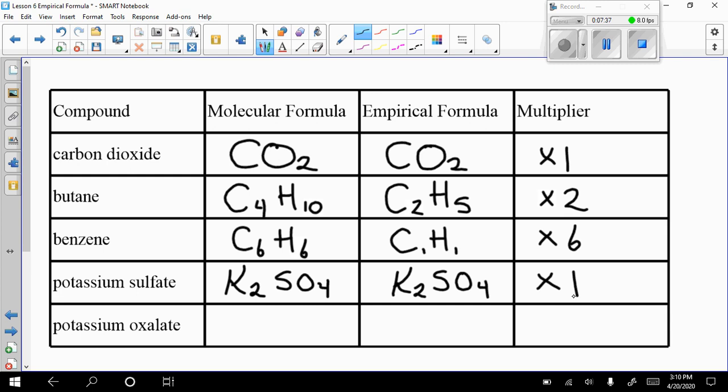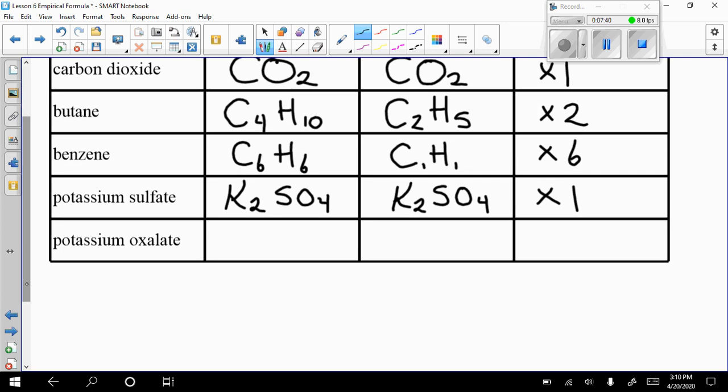But here's an example of one that is potassium oxalate. It can be written as K2C2O4. Oxalate is a polyatomic ion, and so it is C2O4. But you can see that 2 goes evenly into all those, so its smallest or empirical formula would be KCO2, and its multiplier is 2. So the empirical formula is just all of the subscripts written in the lowest form that they can go.